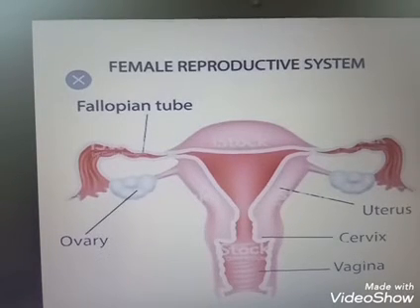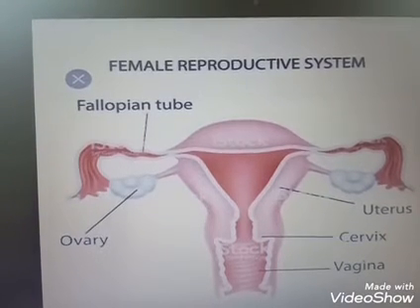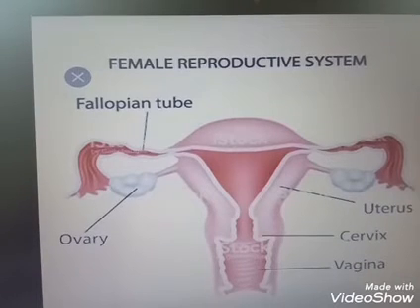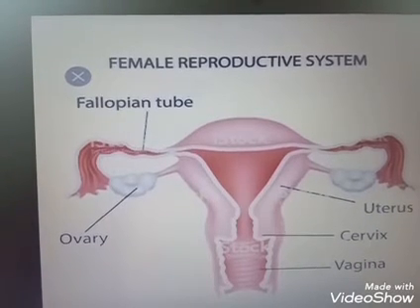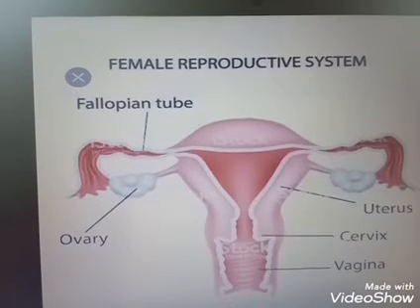Next we are discussing the fallopian tube. This is the fallopian tube. It mainly has 3 parts: infundibulum, ampulla, and the isthmus. The 4th part connects to the uterus, and that part is known as the uterine part.